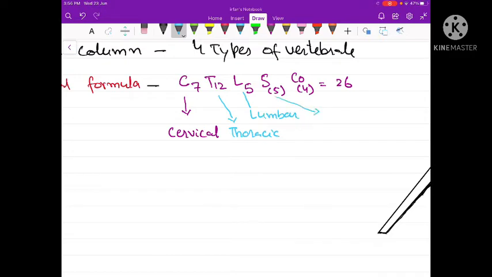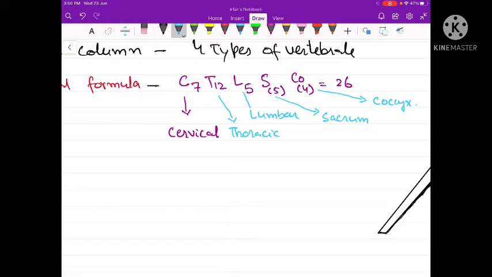It is formed by the fusion of 5 vertebrae. 5 sacral vertebrae fuse to form a common vertebra which is called the sacrum. And finally 4 coccygeal vertebrae fuse to form a single vertebra which is called the coccyx. So this is a total of 26 vertebrae present in our vertebral column.